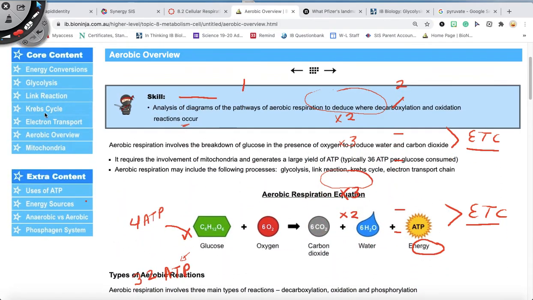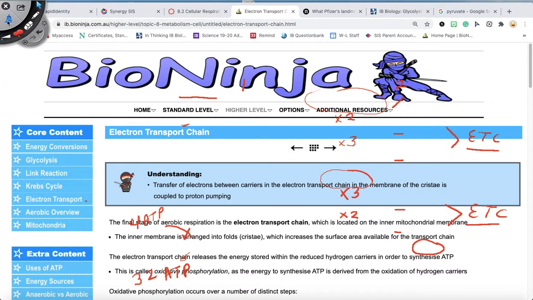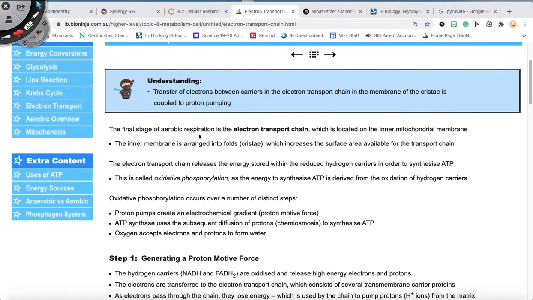So let's look at the electron transfer chain. The essential understanding says a lot. It says that there is a transfer of electrons between carriers. Remember, carriers are the taxis, so electrons are being released from these carriers into the electron transfer chain in the membrane of the cristae, and that is going to generate a proton driving force that is then going to be able to generate ATP. There are a lot of things going on in this understanding that we need to break up.